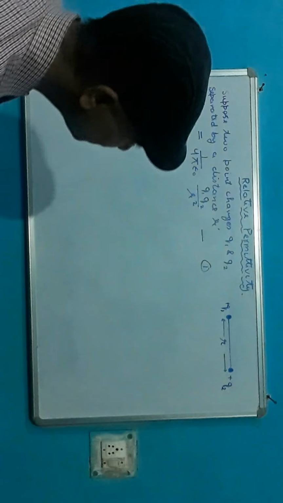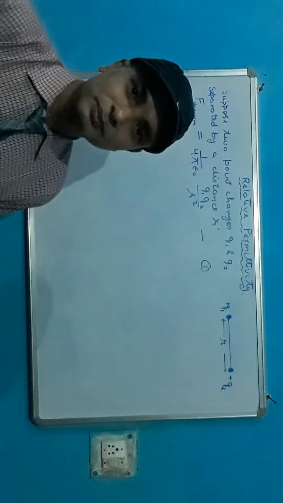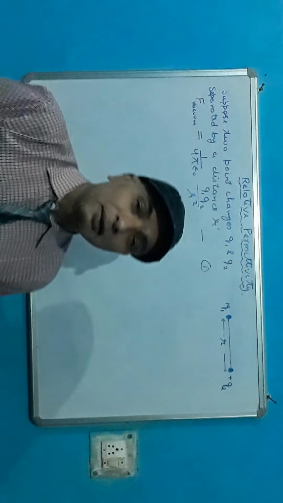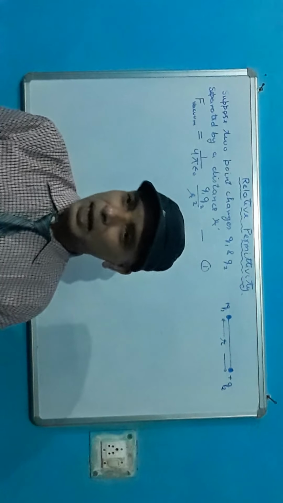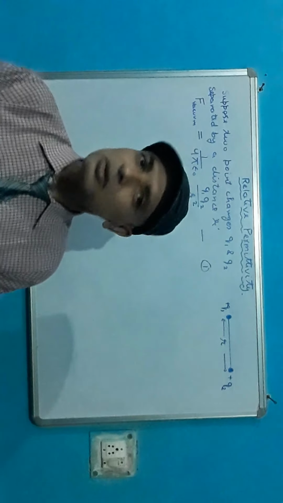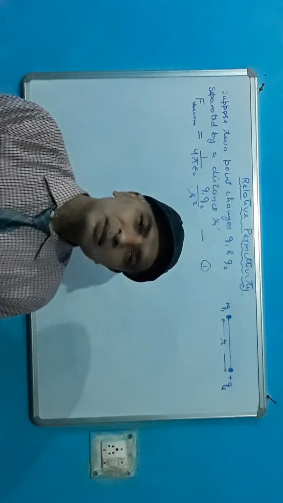Now suppose these two point charges are placed in a medium. Let's consider the medium is dielectric. What are dielectrics? Generally, insulators are termed dielectrics. Dielectrics are those substances through which electric charge cannot pass easily.